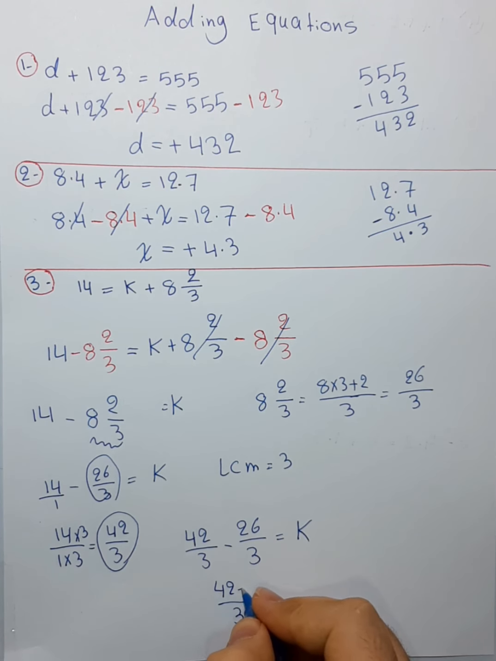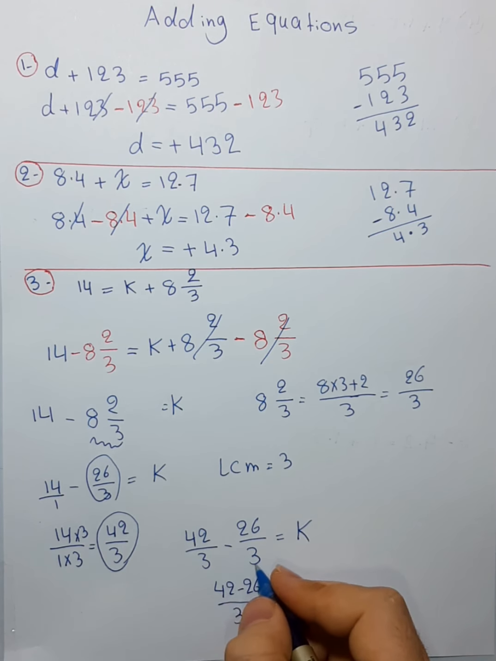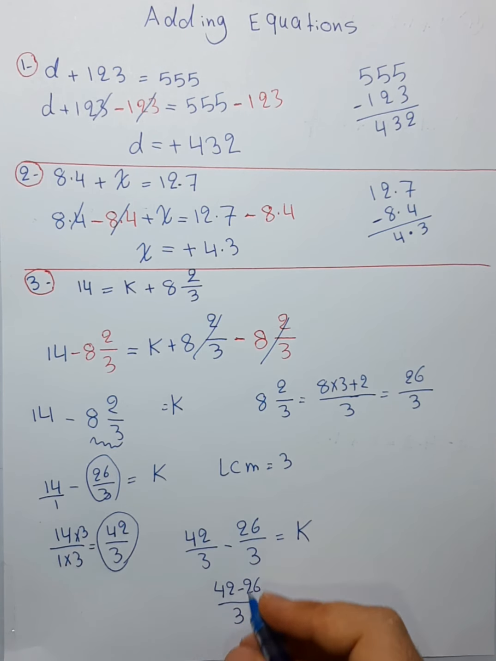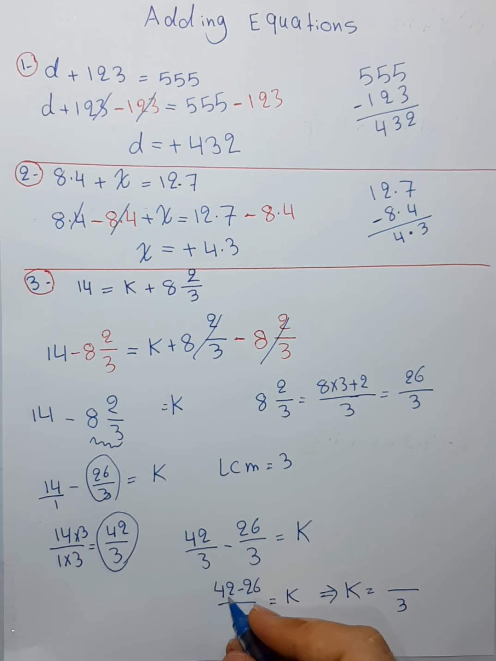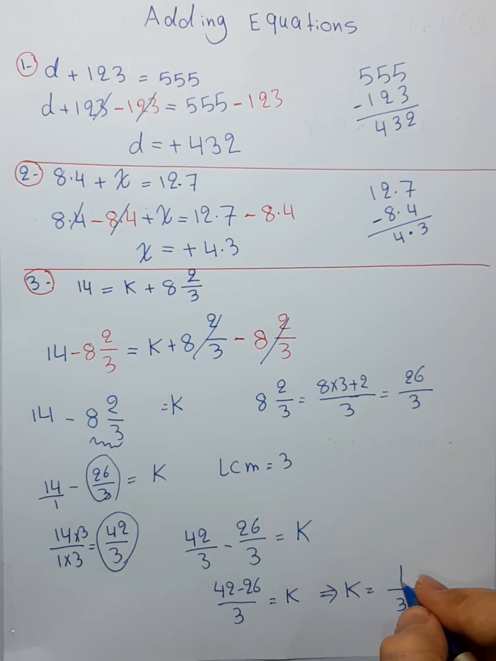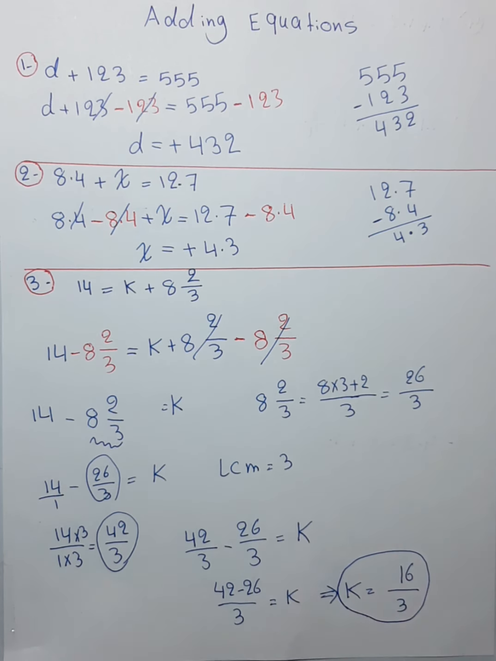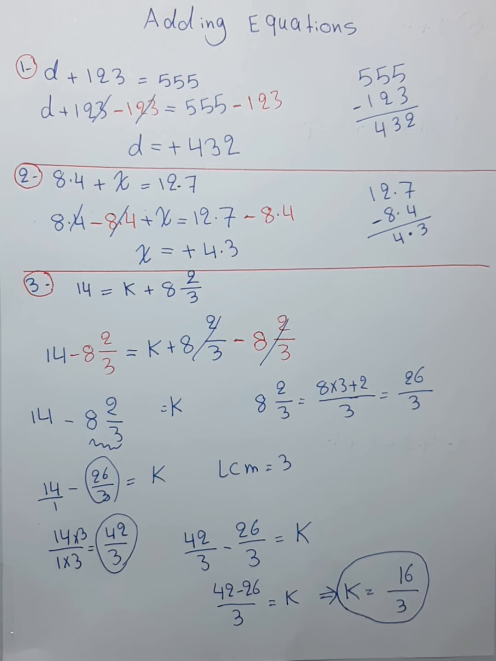42 minus 26. Now we have the same denominators. We can subtract only the numerator, equal to k. Now k equal to 42 minus 26 equal to 16 out of 3. So the variable k is equal to 16 out of 3.